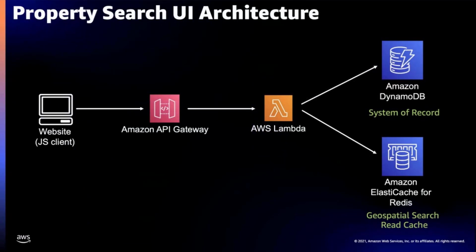So when we look at the user interface architecture for our property search, we figured out how we're going to store our data. We're going to use Dynamo for the system of record and Redis for our geospatial searching and read cache. How do we get the data to the customer and to their user interface? Starting at the left, we're going to have a simple website in today's example. It's a JavaScript client, and it's going to call APIs, as you do with modern architectures, in order to store and retrieve data. And we're going to use Amazon API Gateway as the interface for that API.